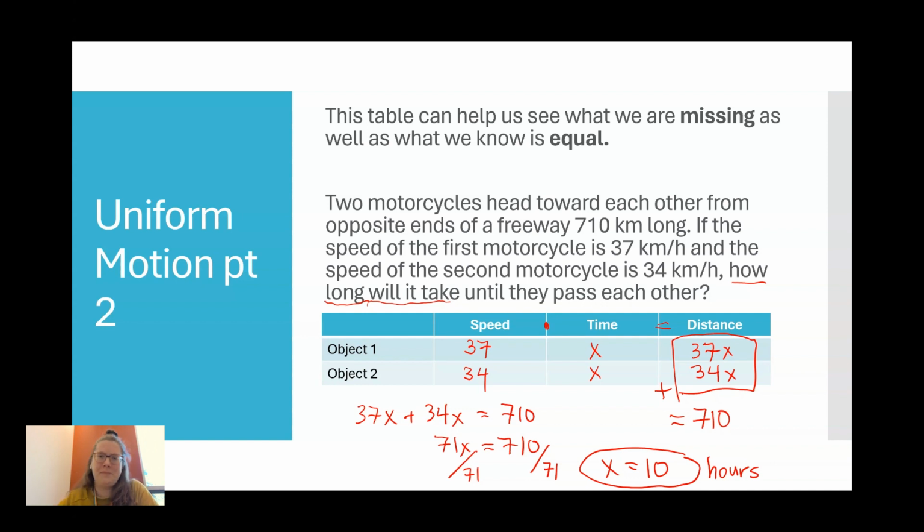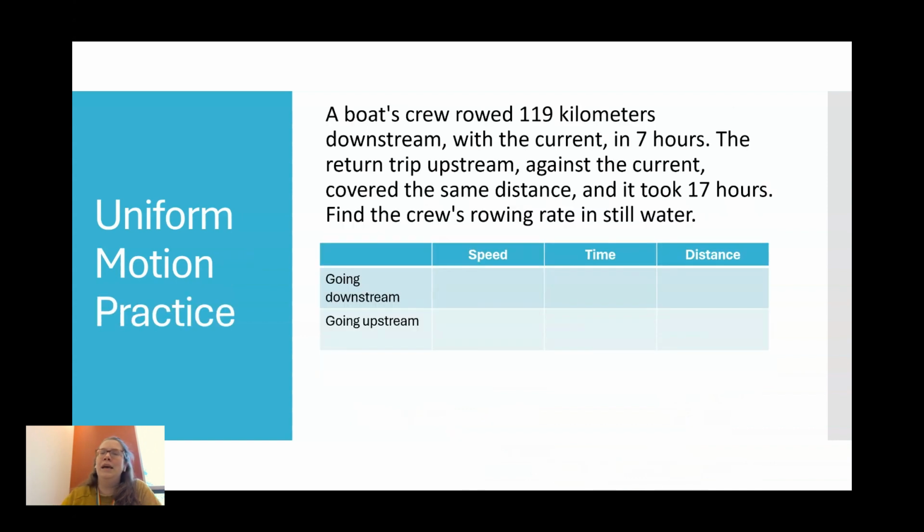Let's do another. Immediately harder. We now have a boat that is rowing downstream with the current and then upstream against the current. We know they went 110 kilometers both ways. It's like the same distance, right? They go there and they come back.